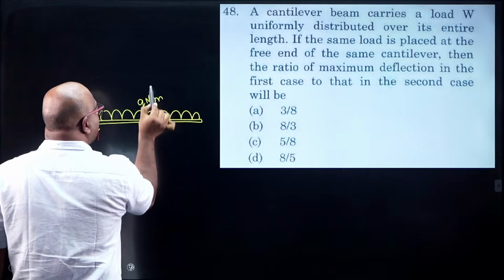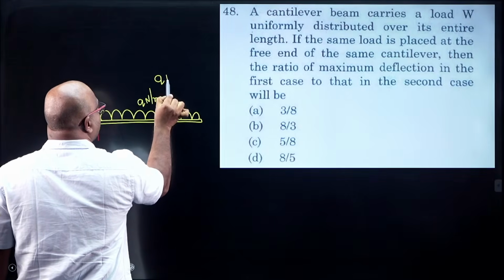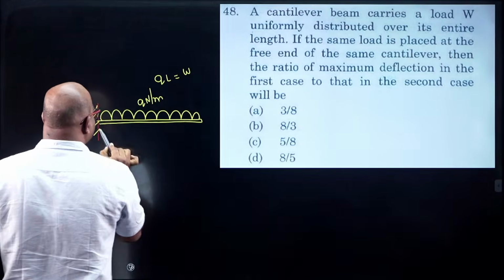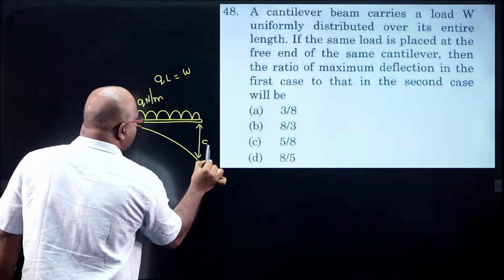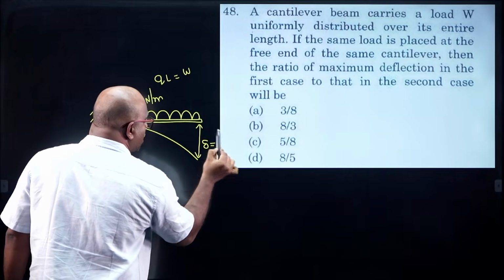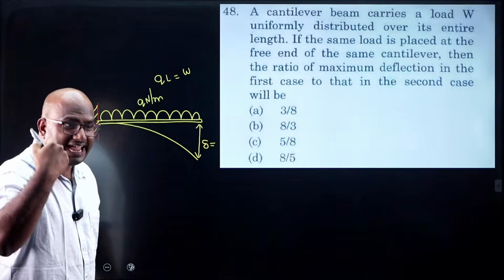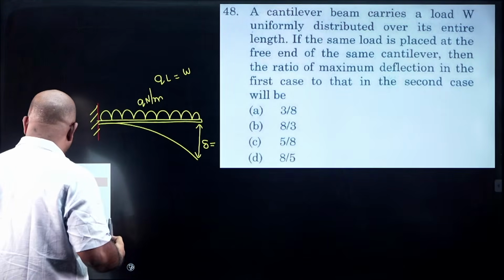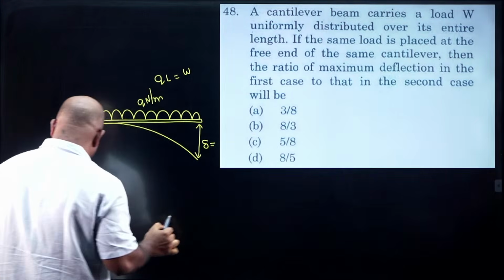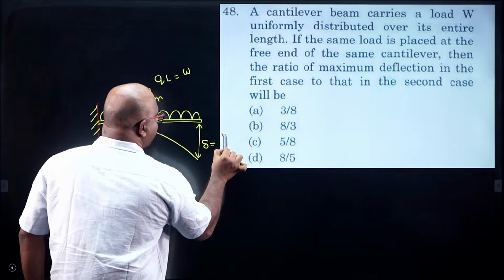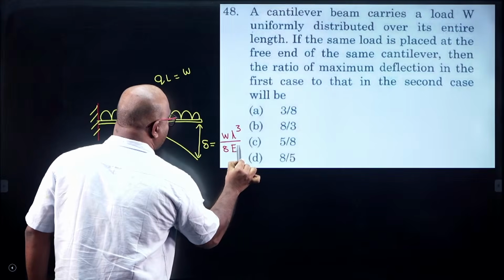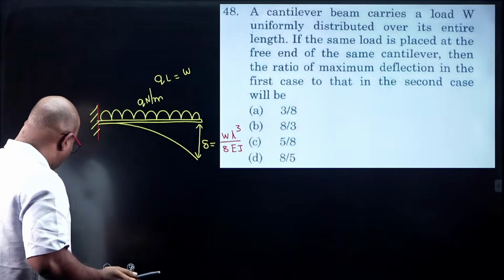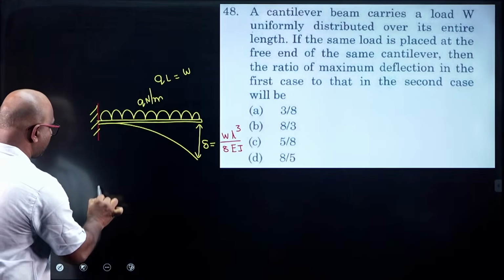This q into L, total load equals how much, guys? Anyone? q into L equals W. He has given the deflection due to UDL. This deflection equals how much? What is the formula you know? qL power 4 by 8EI. It becomes what exactly, sir? W L cube by 8EI, because q into L becomes W.